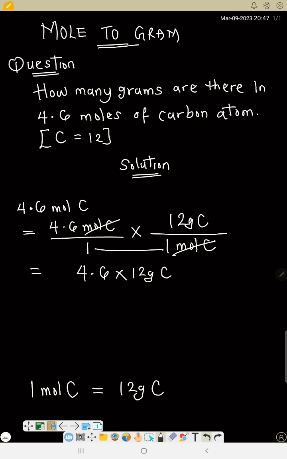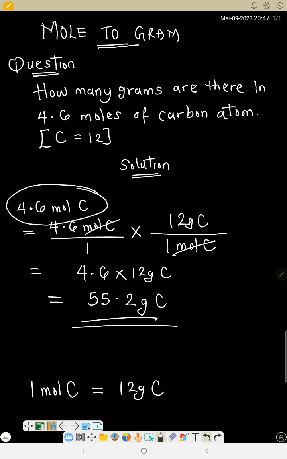This is 1 times 1. So 4.6 times 12 gives you 55.2 gram of carbon. That is the answer. That means if you weigh 4.6 moles of carbon on a scale, it's going to give you 55.2 gram. That is the meaning of your molar mass. Gram per mole means for every 1 mole of that thing it weighs a certain gram. So that is the answer to this question.